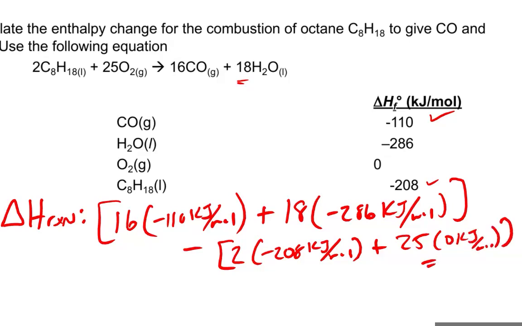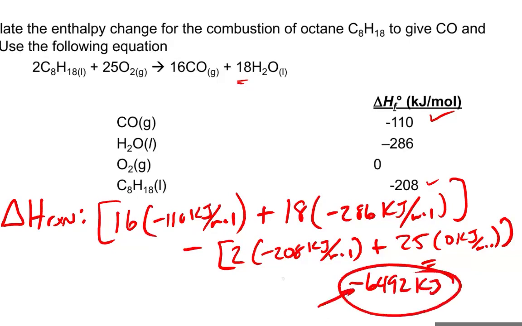And that's going to get us 16 times minus 110 plus 18 times minus 286. And then we're going to subtract from that 2 times negative 208, it looks like. It's going to give us a negative 6492 kilojoules. Once again, we hit a negative value, so that does tell us that it is exothermic. Any questions on how to calculate delta H here?